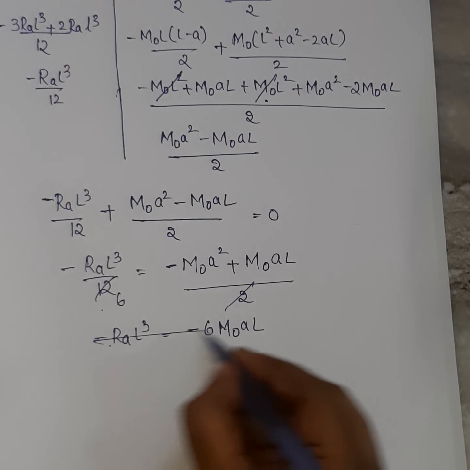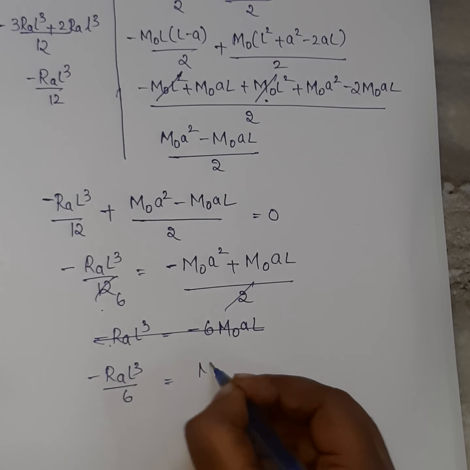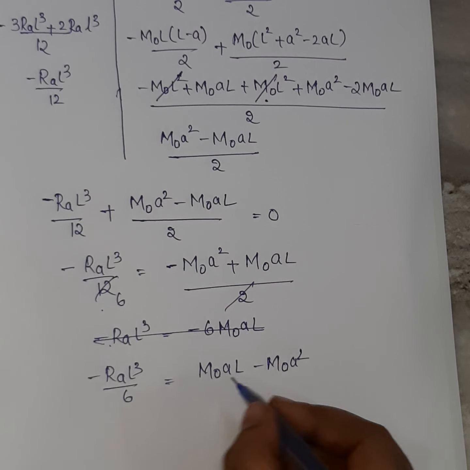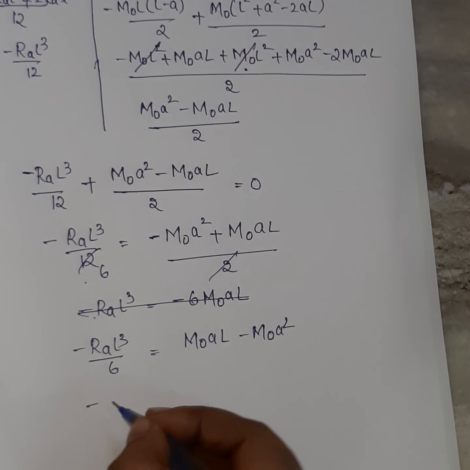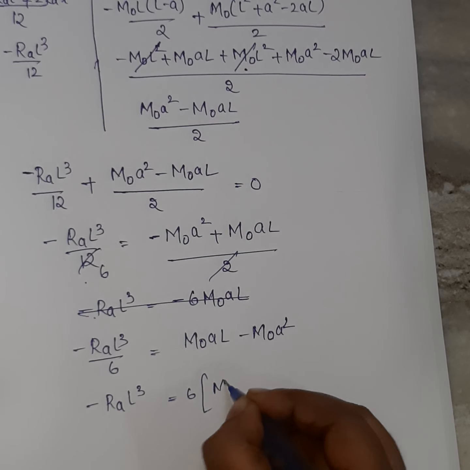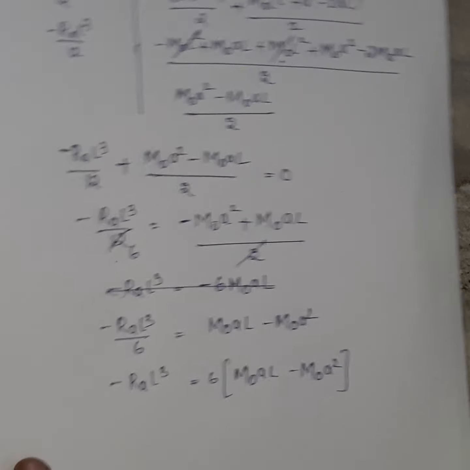So I am writing, for clear understanding, RA L cube is equal to m naught AL minus m naught A square, plus the term. So you will get minus RA L cube is equal to 6 of m naught AL minus m naught a square. Okay, you will get the value.